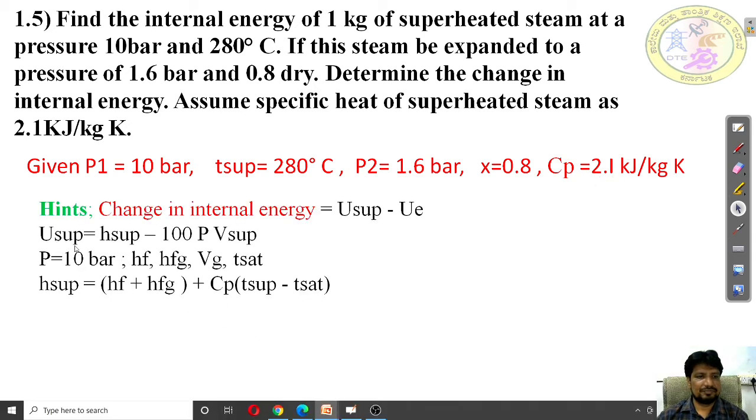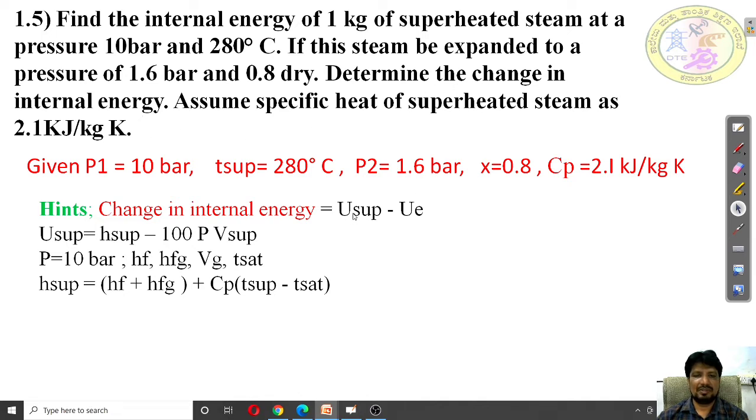So here are the hints on how to calculate change in internal energy. We know that change in internal energy is the difference of both internal energies, the internal energy when it is superheated and the internal energy when it is wet steam. The difference of these is nothing but the change in internal energy.